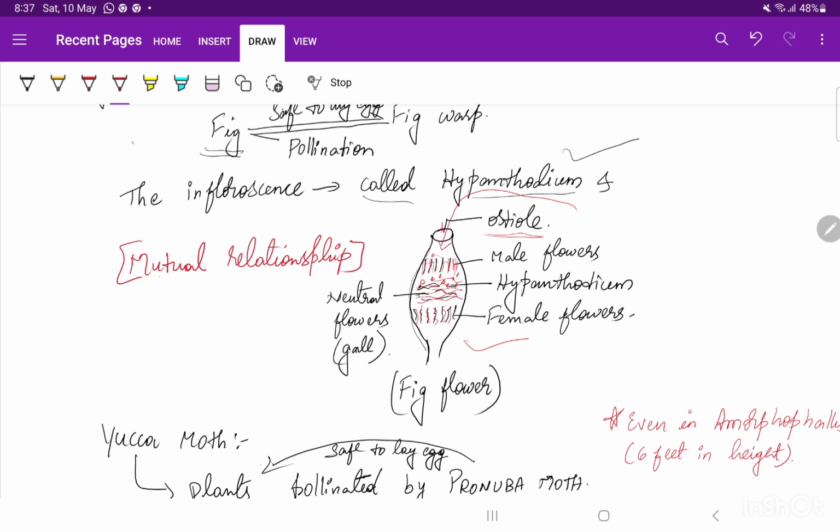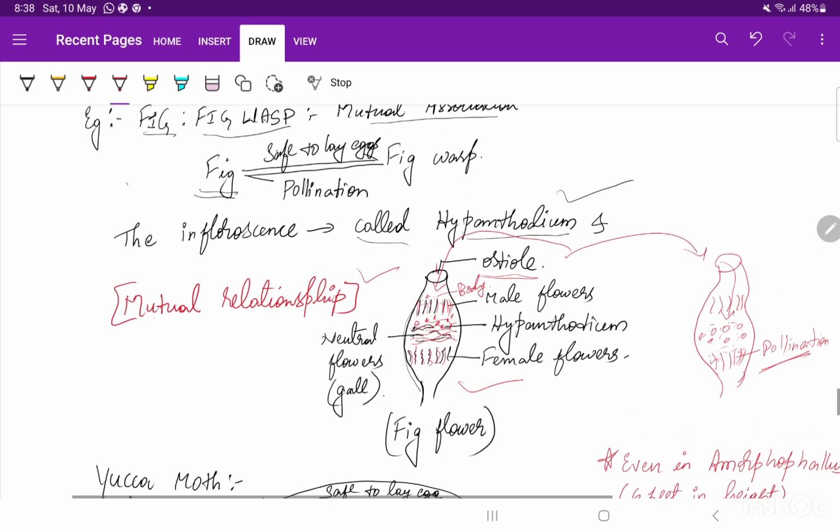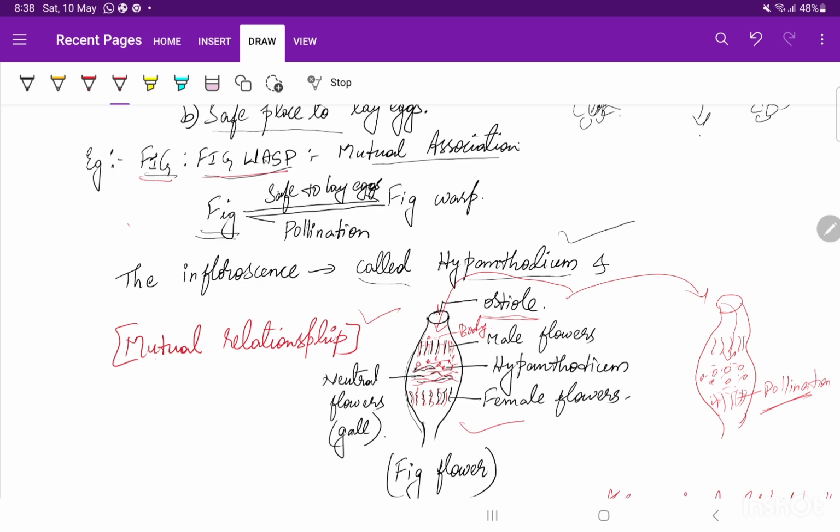male flowers will produce anthers that stick to the body of the insect, and this insect will go to another hypanthodium, where male flowers are here, they lay eggs here also, but female flowers are here. To lay eggs, it will enter here. In the process of laying eggs, they will leave the pollen grains on the female flowers, and pollination occurs. Okay, I hope it's clear. In the same way it continues. This is the mutual relationship between fig and fig wasp.